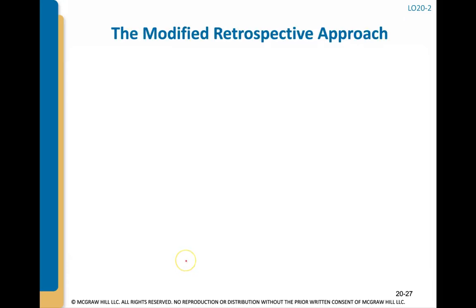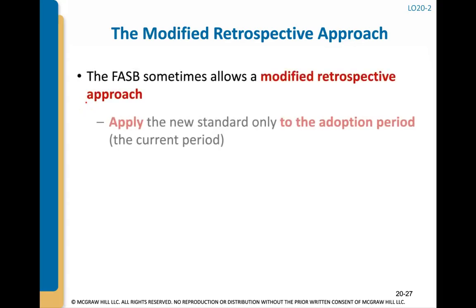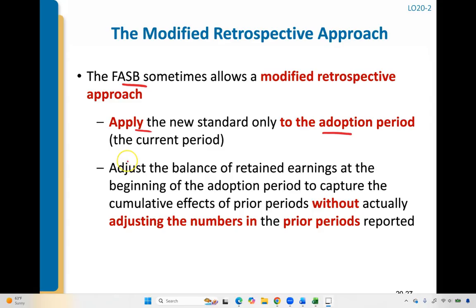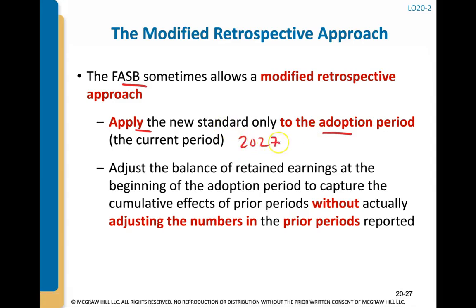The second type of approach that could be used when you have a change in accounting principle is the modified retrospective approach. Okay, so sometimes the FASB allows this modified retrospective approach. And the difference between the modified retrospective and just regular retrospective is that the new standard is only applied to the adoption period, right? Which if we were looking at our previous example, it would only apply to 2027. And you don't have to change the comparative, the prior years, okay? You don't have to adjust any of those numbers.